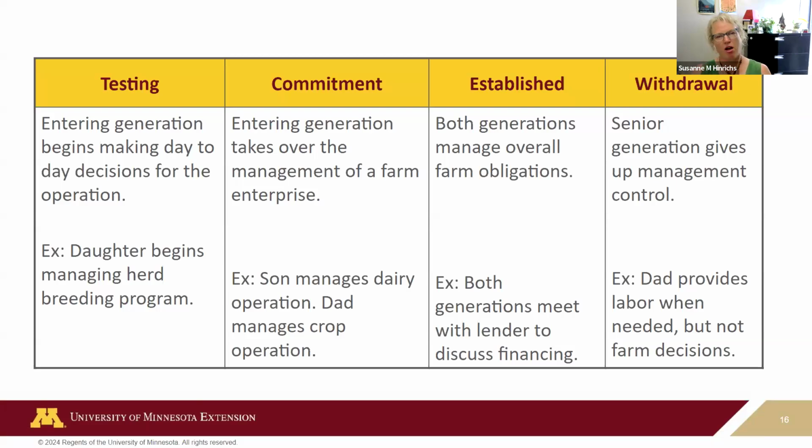And then that withdrawal piece would be, you would think about that older generation or the ownership generation would start to give up that decision-making and management leadership. And you feel confident that that next generation knows how you've done things. They're incorporating their ideas and they're being able to make really solid decisions.